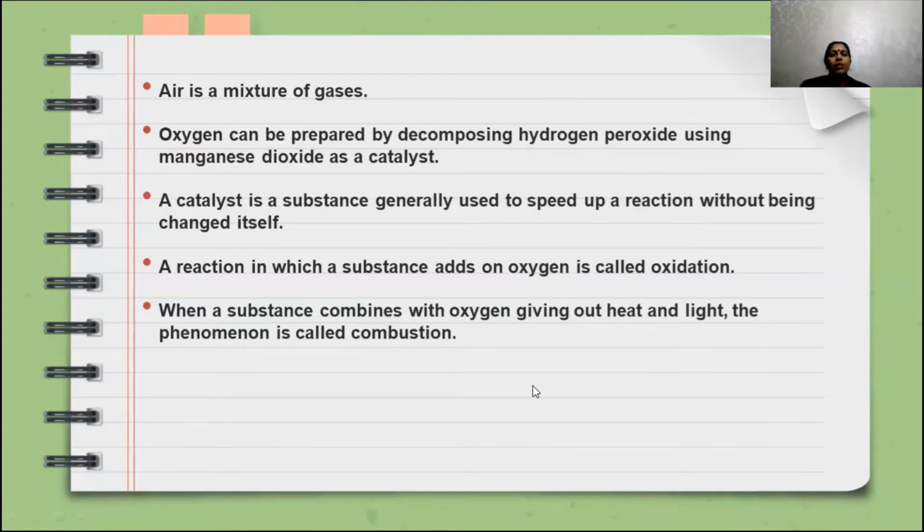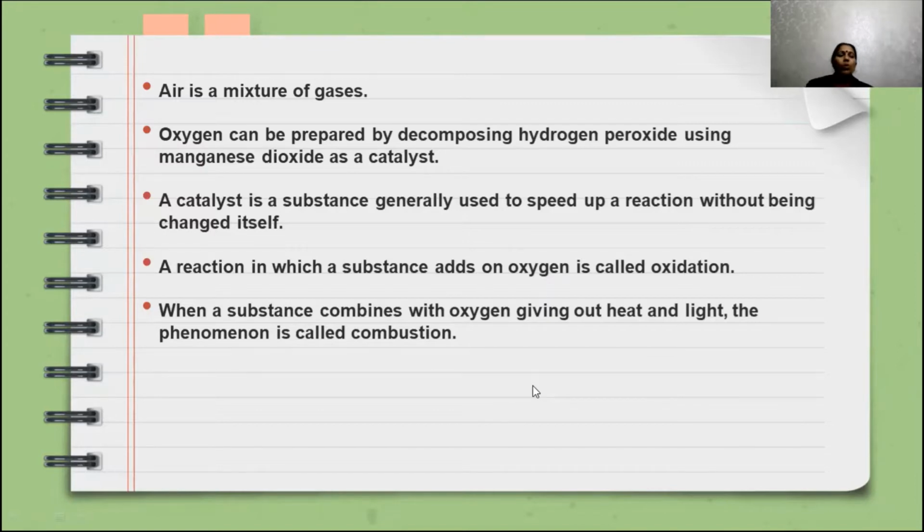We know that we can prepare oxygen by decomposing hydrogen peroxide using manganese dioxide as a catalyst. In this chapter we are going to study one by one the main gases present in the air. So the first one is oxygen. I repeat, we can prepare oxygen by decomposing hydrogen peroxide, and in this reaction we can use manganese dioxide as a catalyst. And you know what a catalyst is? A catalyst is a substance that is used to speed up a reaction without being changed itself.